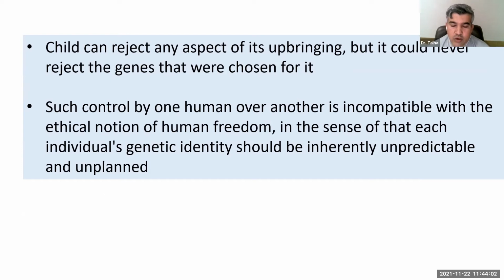There is another issue, for example, related to the consent process. There is a baby, who cannot decide any aspect of his or her upbringing, and can never decide on the genes that are chosen for them. For example, if you have chosen blue eyes, and then the baby is born and tells you, no, I should have black eyes. Control by one human over another is incompatible with this. And it actually questions the inherent, unpredictable nature of our genome. So this is another problem.